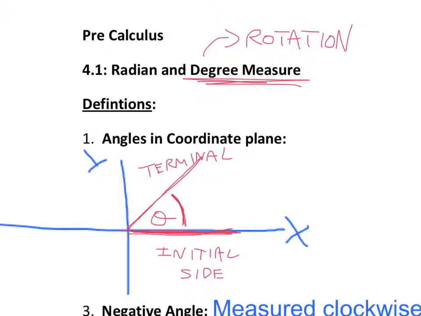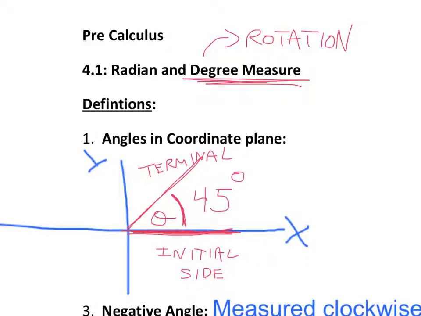I could have it go in the third. I could have it go all the way in the fourth. If I have this terminal side go all the way around, it gives me a circle, which is 360 degrees. So we're just rotating right there. The terminal side will change, but the initial side always stays the same. Let's say this is 45 degrees.